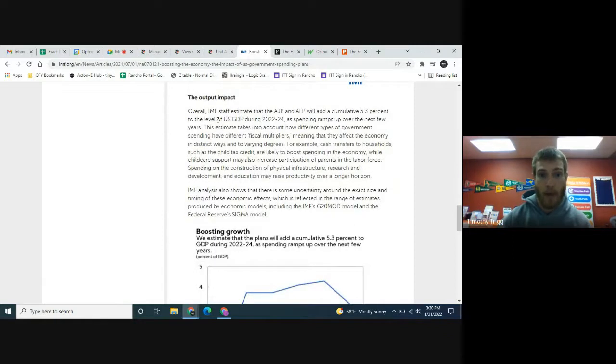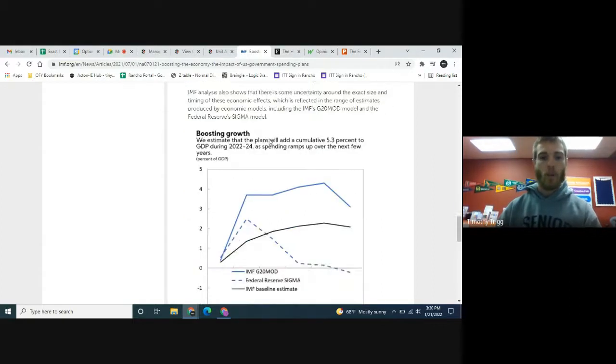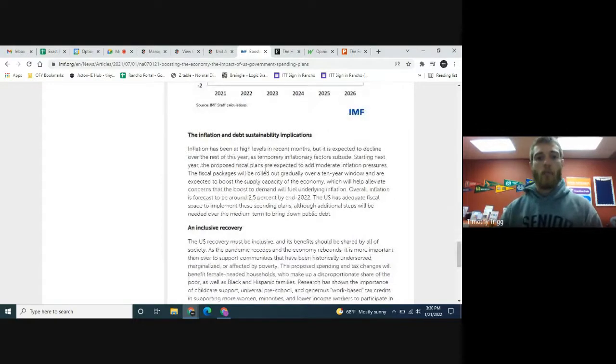The output impact. It says here, AJP and AFP will add a cumulative 5.3% to the level of U.S. GDP during 2022 through 2024 as spending ramps up over the next few years. Okay, so perhaps we could say this right here, right? And again, this is another point that the author is trying to make that helps say that government spending is good in this case, right? Okay. Now, so those are two examples.